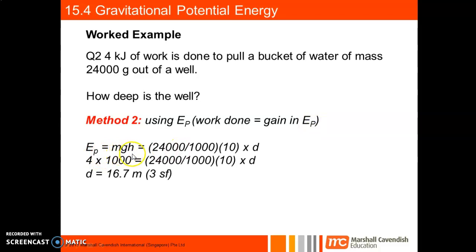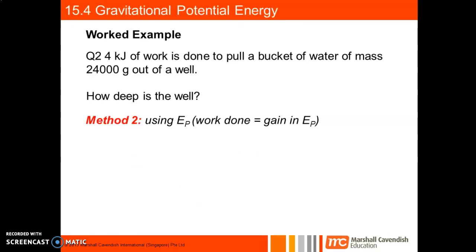So method 2, work done equals gain in gravitational potential energy. So Ep equals mgh. M is your mass, and always remember, I did emphasize the mass must be converted to kg, times 10, and times d. d is the height in this case which we are trying to find. In this case the gravitational potential energy gain is 4,000 joules, because 4 kilojoules is 4,000 joules. Therefore d equals 16.7 meters, and always round off to 3 SF. Whichever method you are comfortable with, both are acceptable.